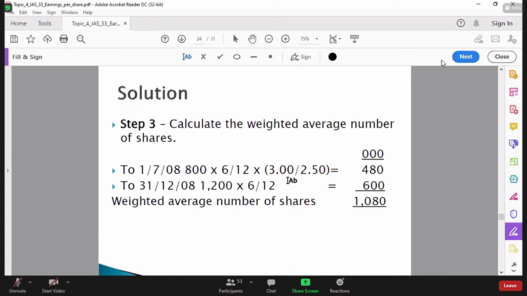Okay, the number of ordinary shares is 800, and then January to July, it is 6/12, 6 months. And then you need to take the fraction just now, the bonus fraction here, 3 divided by 2.5. Okay, let's do it together. Let's calculate.